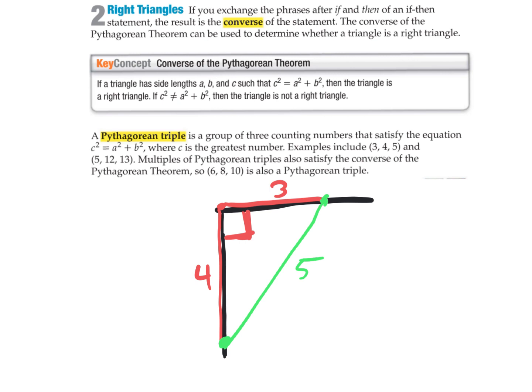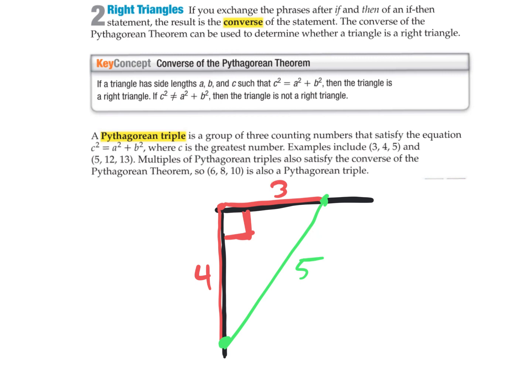So might as well talk about these nice numbers, 3, 4, and 5. This is what we call a Pythagorean triple. What is a Pythagorean triple? According to the book, it's a group of 3 counting numbers. What do I mean by counting? Numbers that are not crazy, irrational decimals, that satisfy the equation, the Pythagorean theorem, where c is the greatest number. Examples, 3, 4, 5, right? 3, 4, 5, these are what we call a Pythagorean triple.